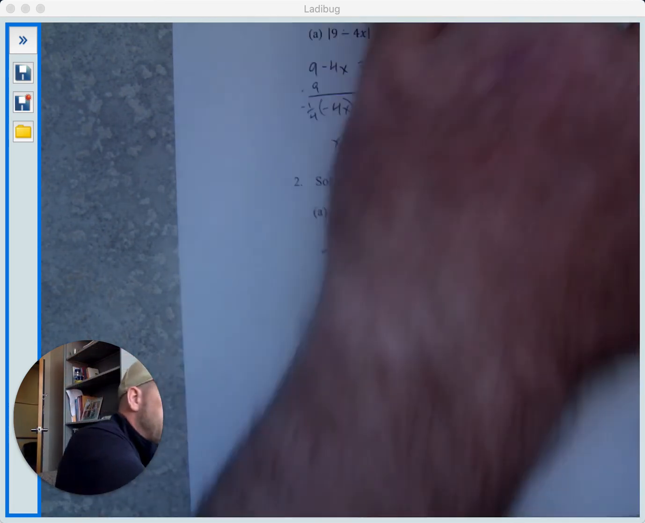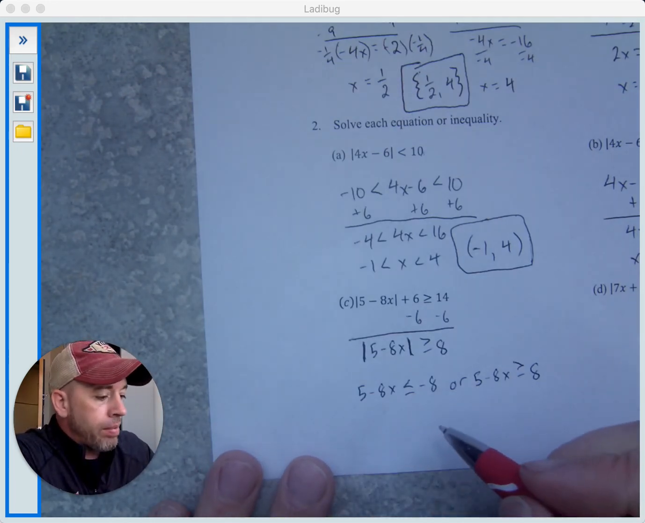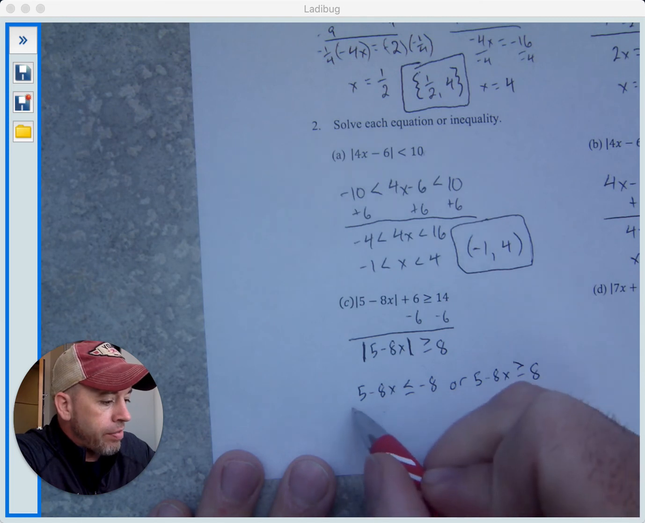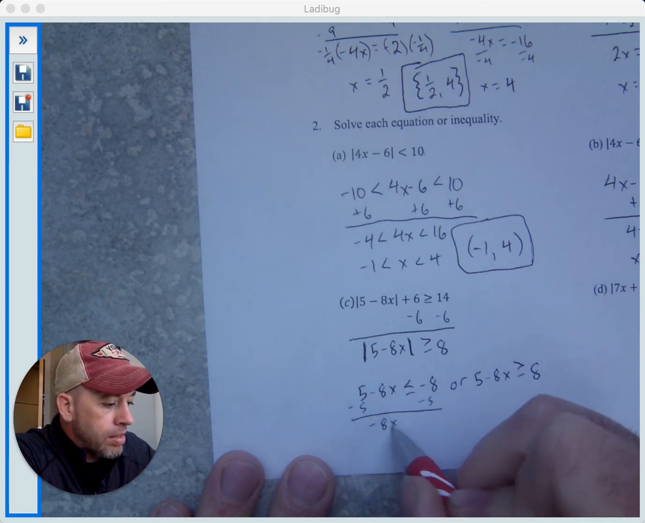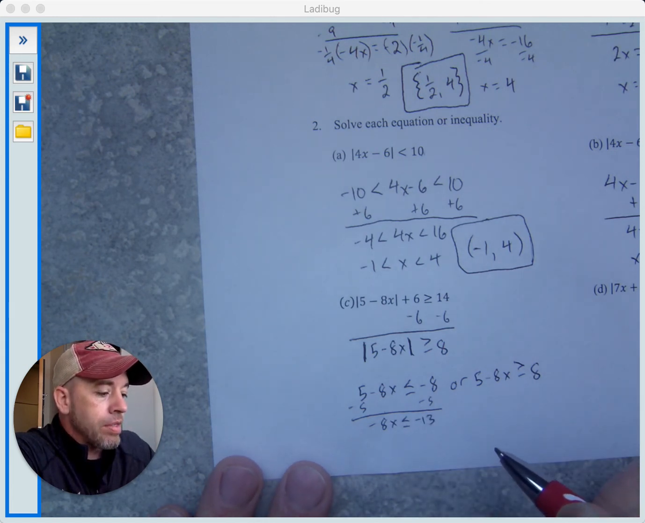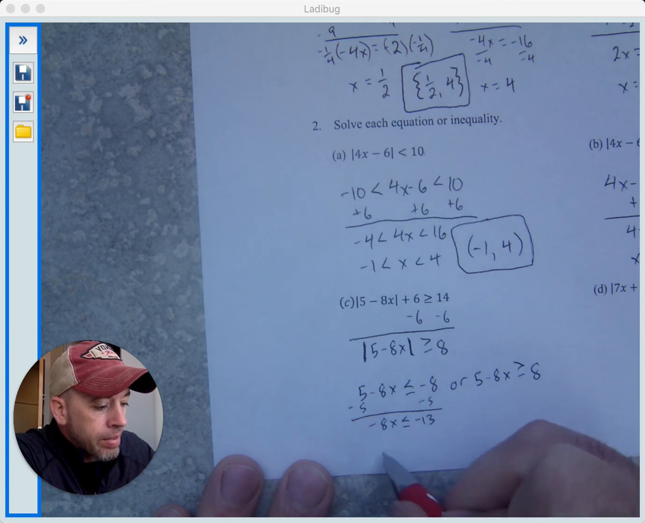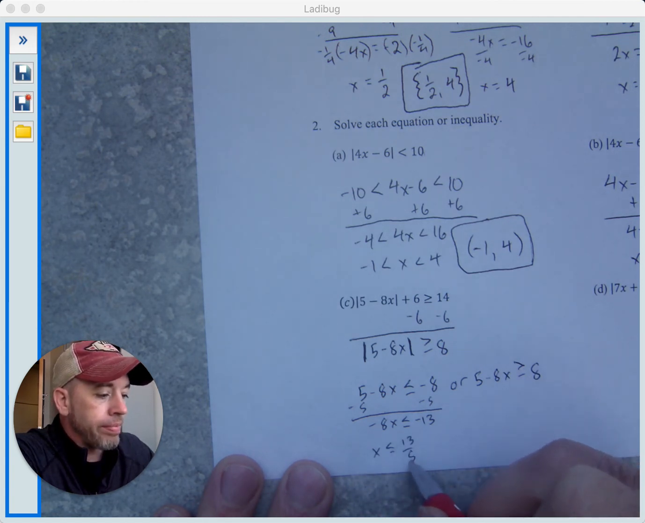Okay, so let's see. What do we do now? I'm going to solve both of these separately, right? So I'm going to subtract a 5 from both sides here. I get negative 8x is less than or equal to negative 13. So if we divide by negative 8, that means x is less than or equal to 13/8.